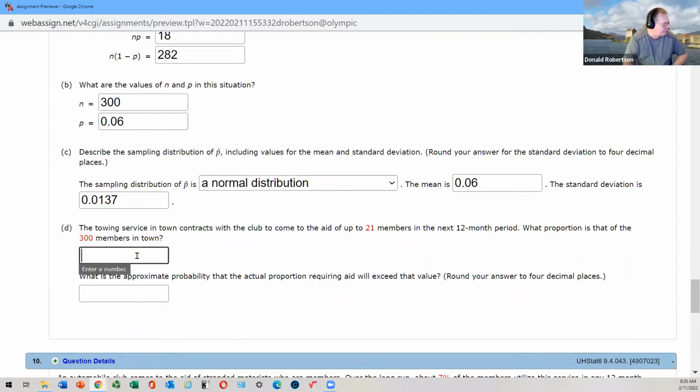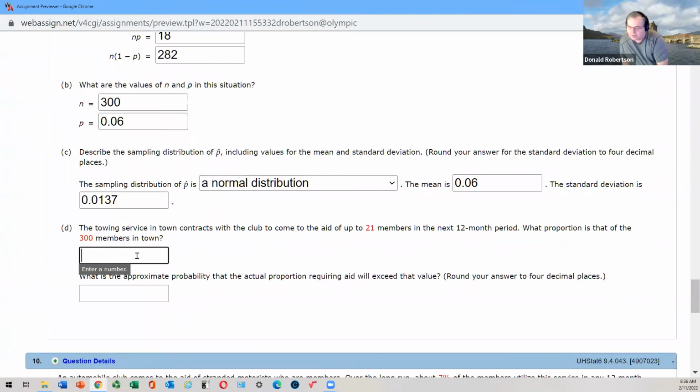Now, a towing service in the town is contracted with the club to come to the aid of up to 21 members. Okay, how does that work? Can you imagine that AAA, or whatever the company is, may make a contract with a towing company? There are a couple of ways they could do it. One is a fixed rate: every time you pick someone up and take them to a garage, we'll pay you $100, or $200. Or they might give them a retainer fee.